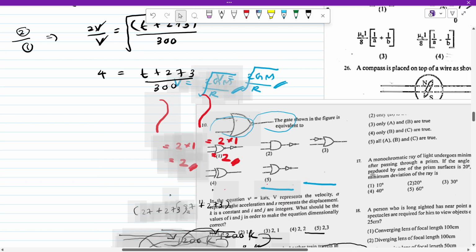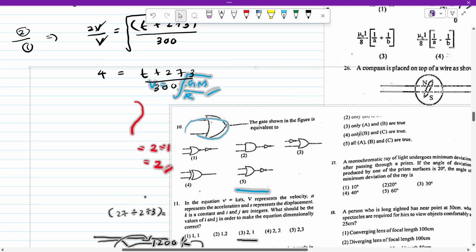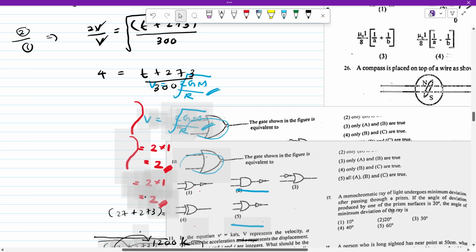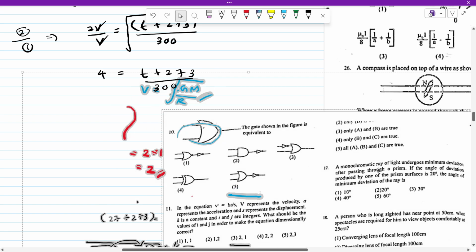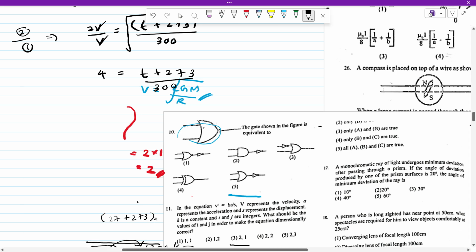Let's see what would be the correct answer here. My guess is that number 1, that particular part is not printed. The answer for number 1 is only the A statement is correct, right? A only. That is our answer.